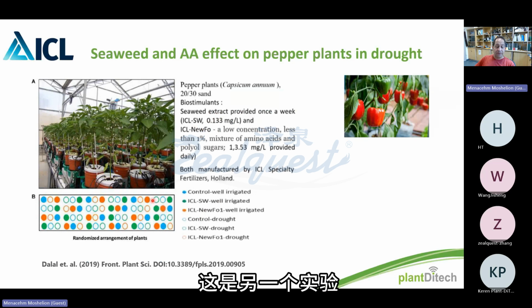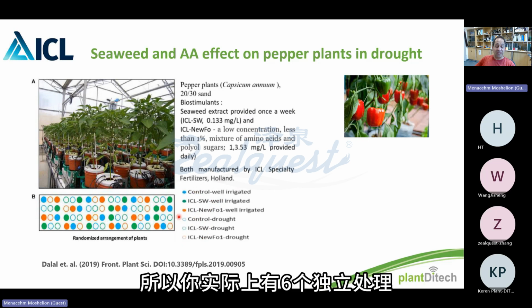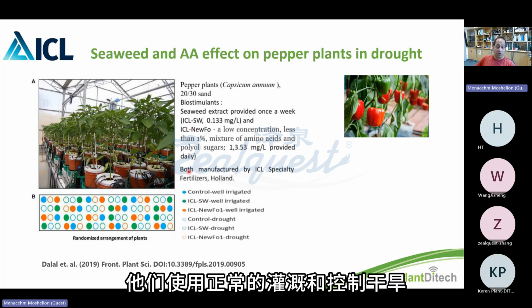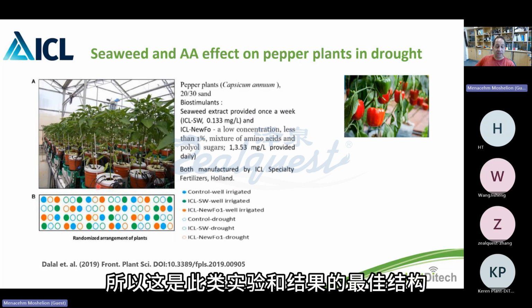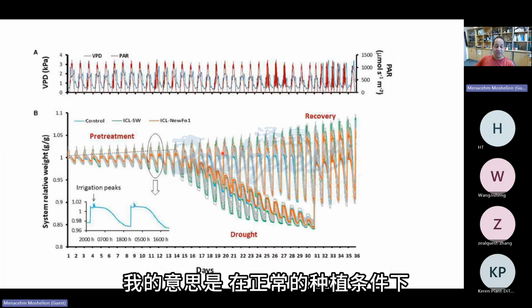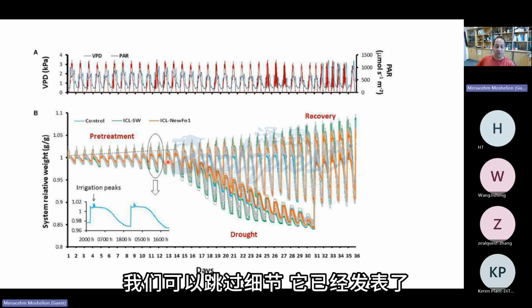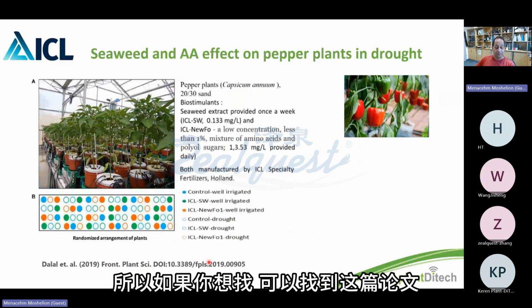This is another experiment showing this time 3 biostimulants and 3 treatments. So you actually had 6 independent treatments. You can see they used seaweed here, and they used polysugars, and they used normal irrigation and control and drought. All of them could be arranged in a truly block randomized design, so it's the best structure for this kind of experiment. And the whole experiment was fully automated under normal farming conditions. We can skip the details. It was published, so you can find this paper here if you want.